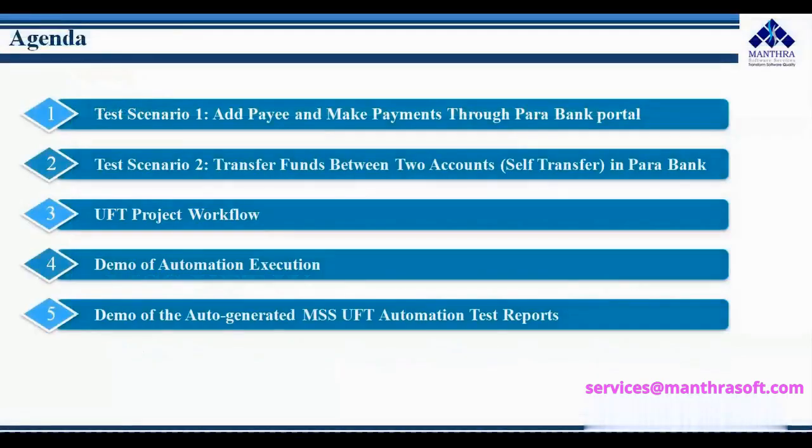The outline of this video. We'll discuss: First, test scenario 1, add a payee and make payments through the PAR Bank portal. Second, test scenario 2, transfer funds between two accounts, self-transfer, in the PAR Bank. Third, UFT Project Workflow. Fourth, demo of automation execution. Fifth, demo of the auto-generated MSS UFT automation test reports.